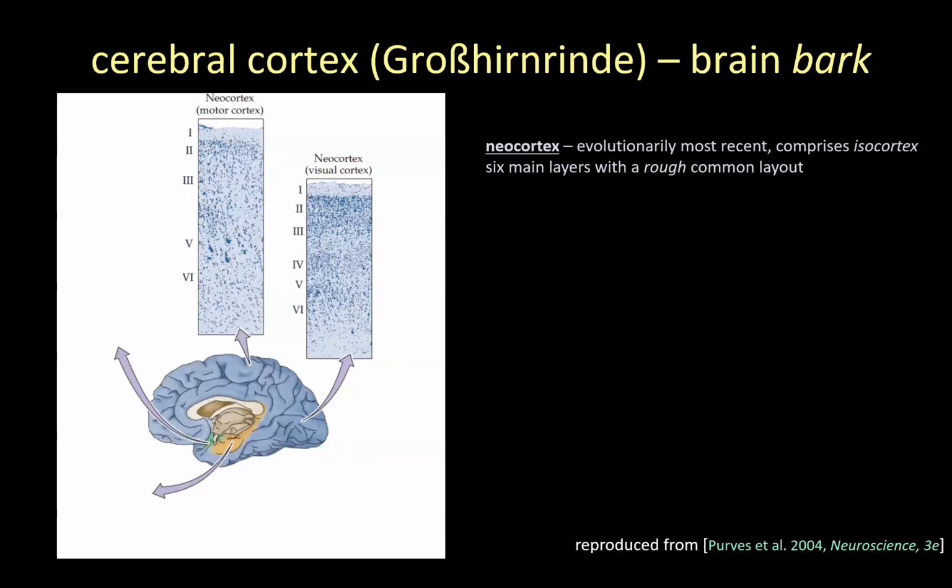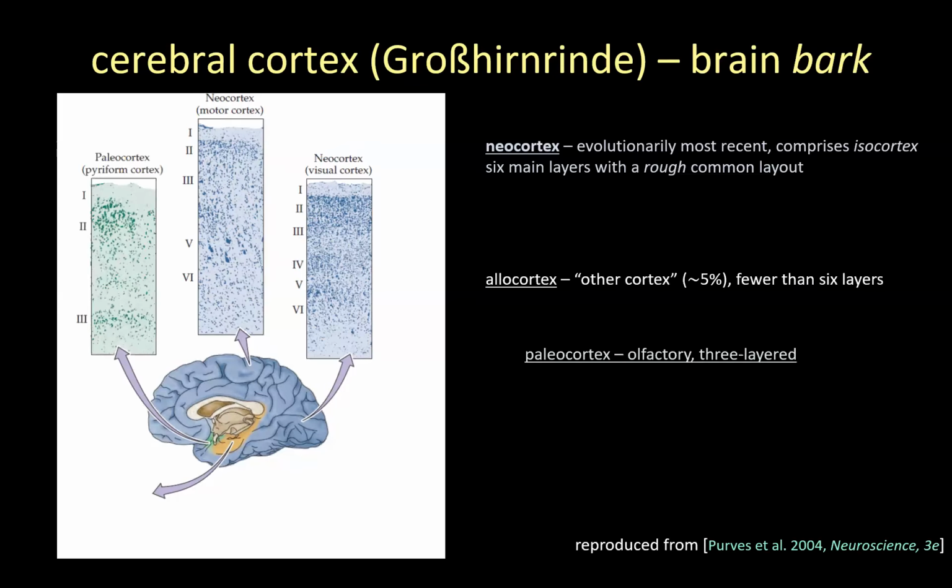So first off, there are layer structures in many brain regions. However, here in this course, we're really only considering the cerebrum and its cortex. Cerebral cortex, or cortex, is Latin for bark, and so the name implies that this laminar organization of the cortex really is a defining feature. Most of this bark is neocortex, which is evolutionarily the most recent. It comprises the isocortex, which has 6 main layer types with a rough common layout, as shown here. But we see across the cortex that there are differences, even within the isocortex.